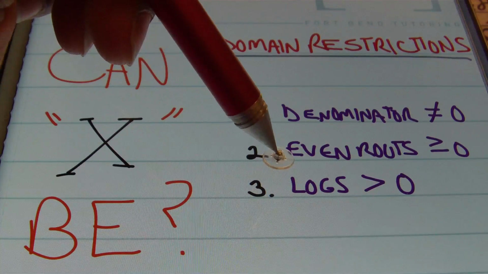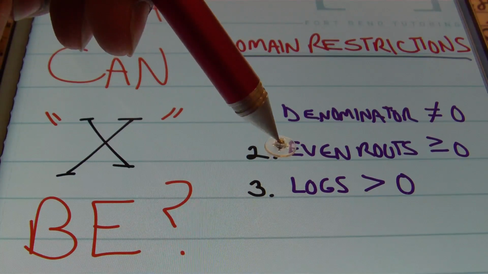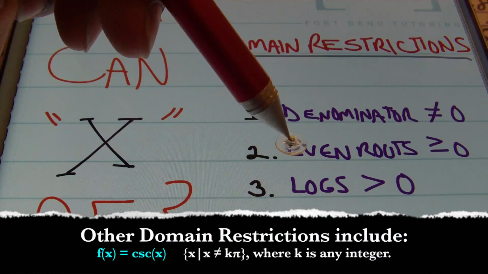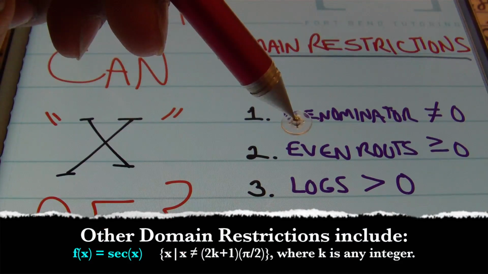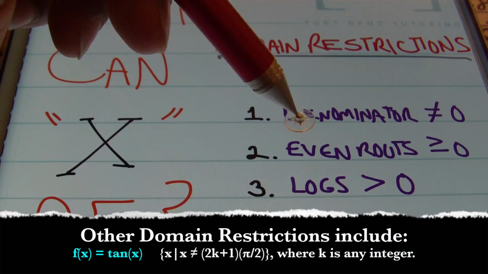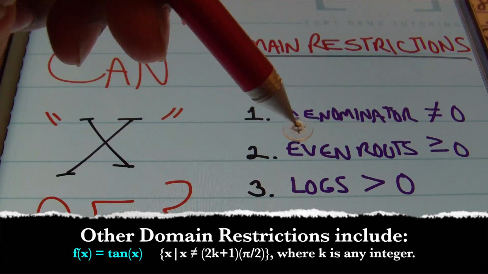Anytime you're dealing with natural logs or logarithms, whether they're common logs or not, you cannot take the log of 0 or a negative number. So if you're going to take the log of anything, it needs to be a positive value, or it just won't work. In other words, it's undefined.